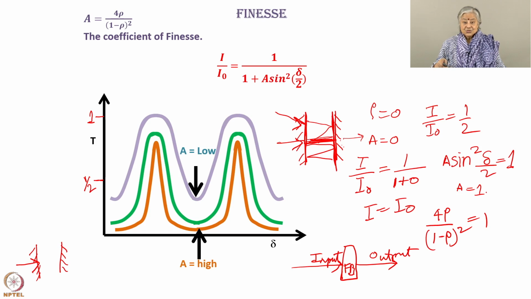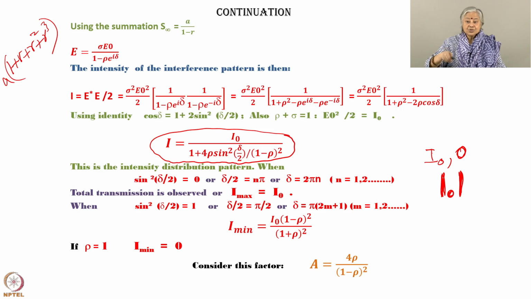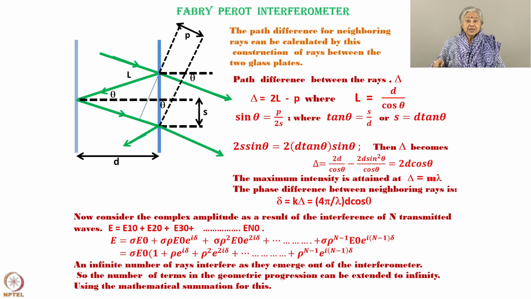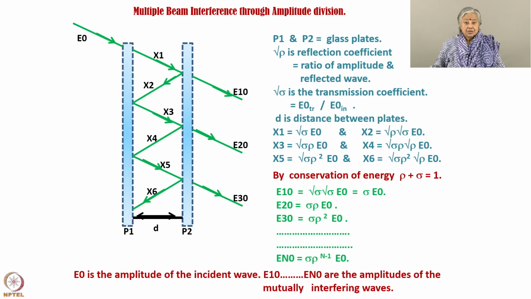Okay. So going through this derivation gave us an idea of how a Fabry Perot works, which is a fine example of multiple beam interference through amplitude division.